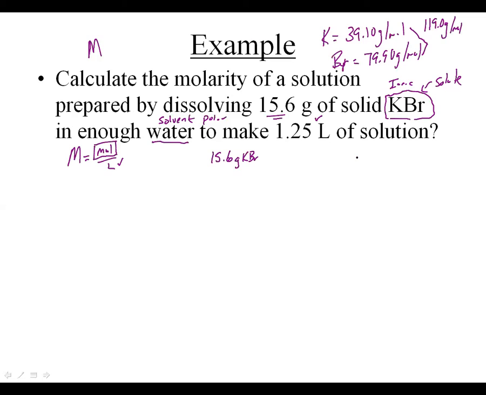I'll go back a slide in just a second to the previous one, as soon as we're done with this one. When we have that molar mass, we're going to use that again as a conversion factor. So our 119 grams of KBr would go on the bottom so that the grams cancel. That's going to leave us moles up on top. Our grams will cancel, and we will end up with 15.6 divided by 119, and that's going to get us 0.131 moles of KBr.